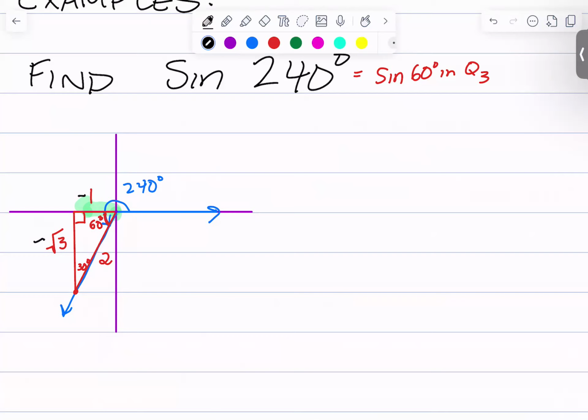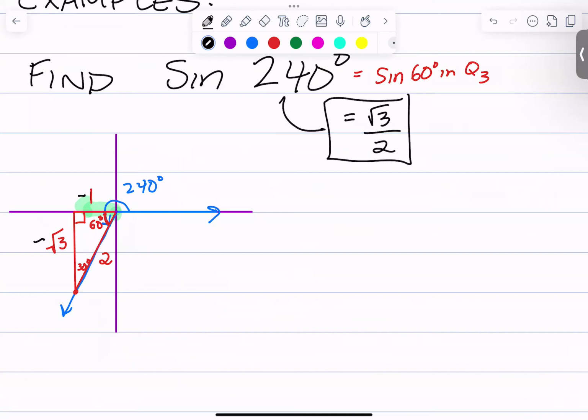So now, what is the 60-degree angle? What's the sine of 60 degrees in quadrant 3? Square root of 3 over 2. Yes. It's the square root of 3 over 2. So that is equal to the sine of 240 as well. That makes sense? We're going to be dealing with these triangles throughout. Okay?